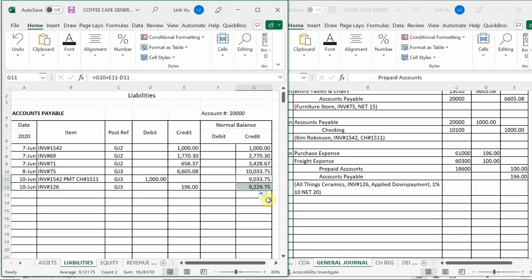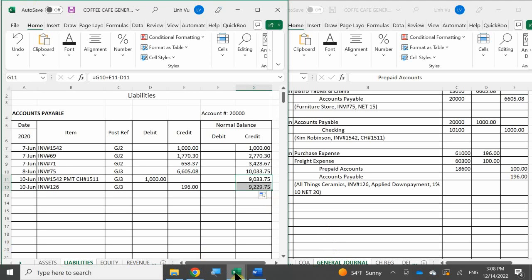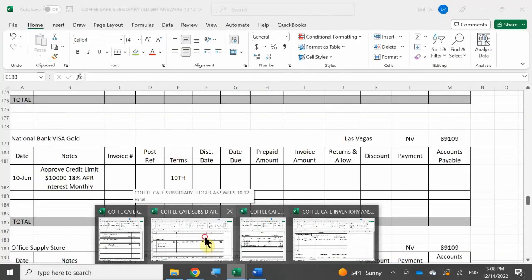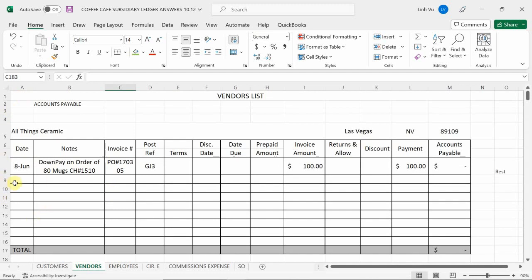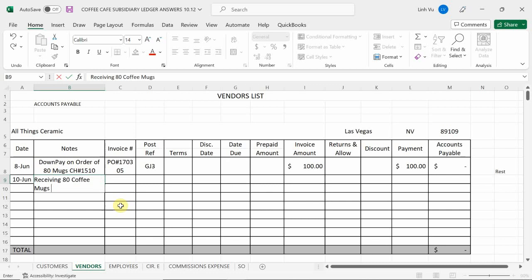Now all I have left to do is update my subsidiary ledger, right? And this is how you do it. In this case, this is for All Things Ceramics. Since today is June 10, I'm going to say that I end up receiving 80 coffee mugs, right?